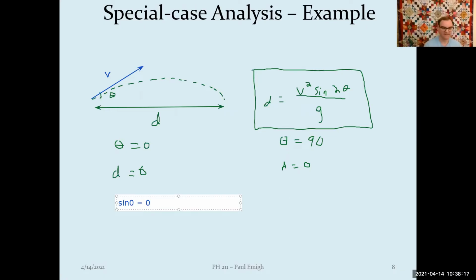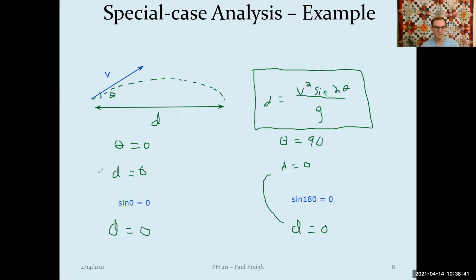And in the other case, I'm going to get sine of 2 times 90, which is 180 degrees, which also happens to be 0. Right? So in both of these cases, that trig function, the sine of 2 theta, gives me 0. And it doesn't matter what v is, and it doesn't matter what g is. I'm going to get that the distance traveled is also 0. So my math is telling me that d is equal to 0 in both of these situations.